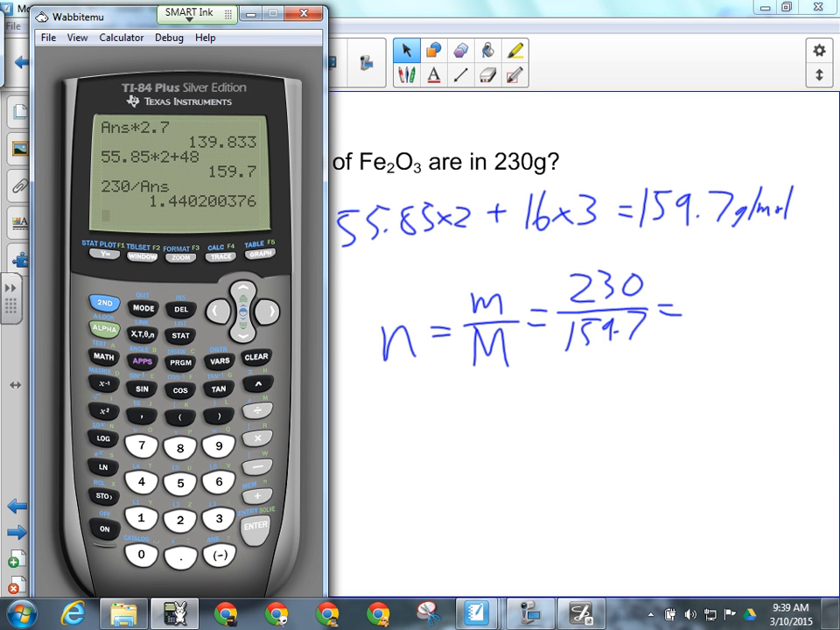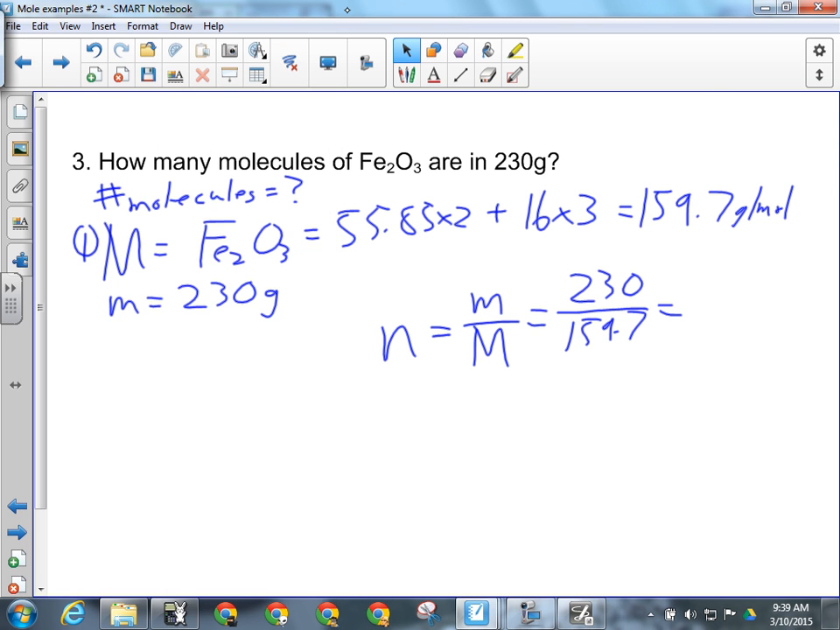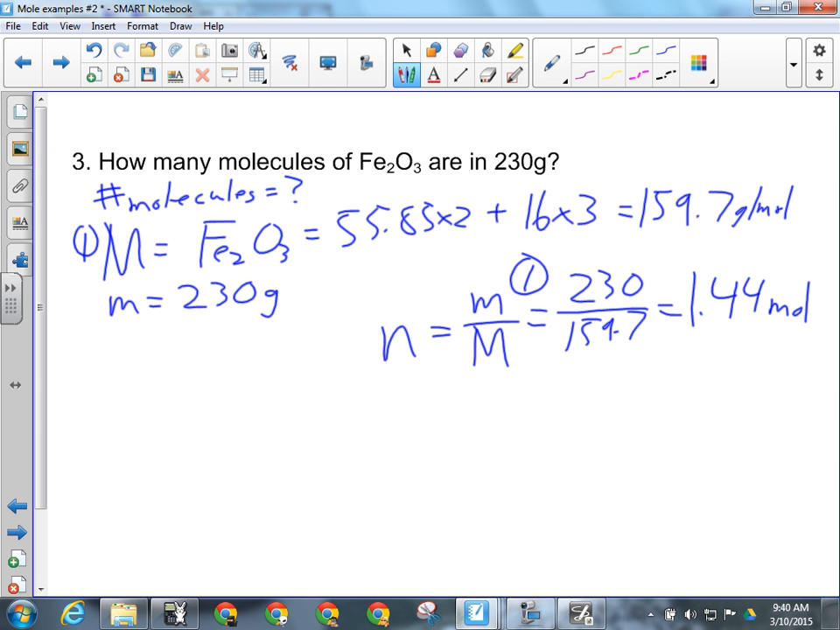Okay, so we're looking at 1.44 moles. So there'd be another mark. Taylor, question? Yeah.